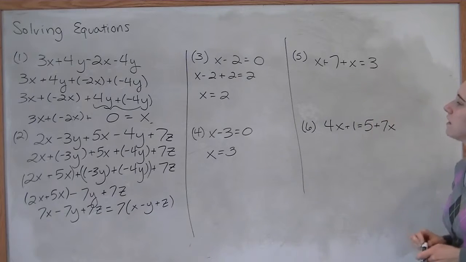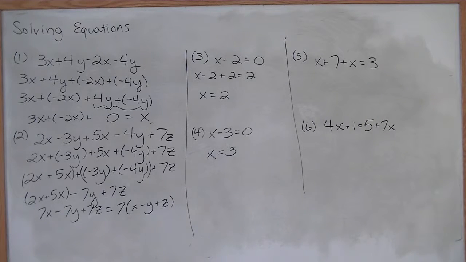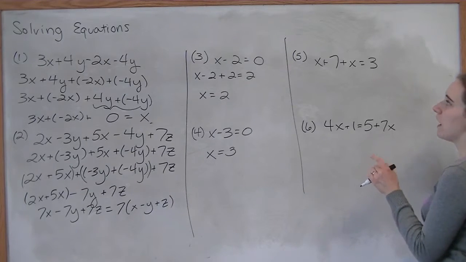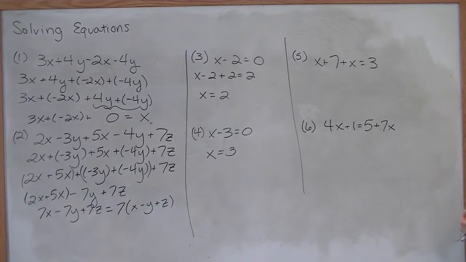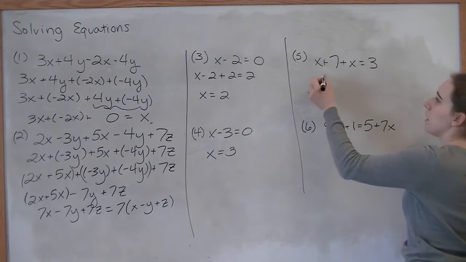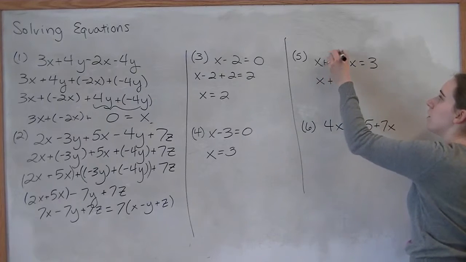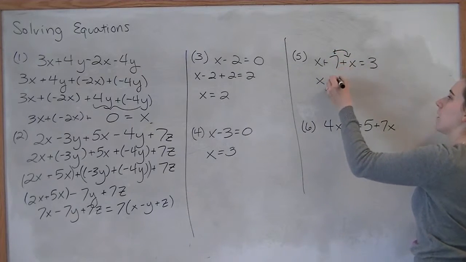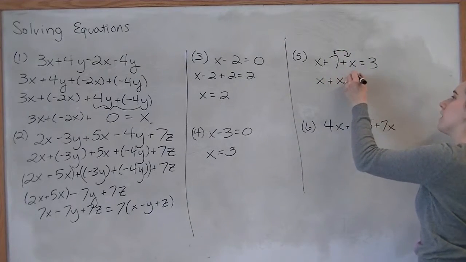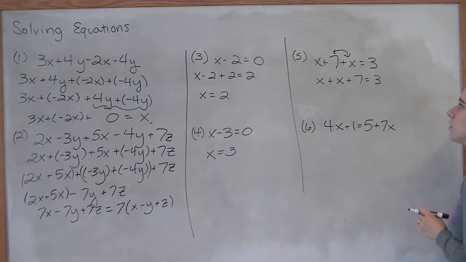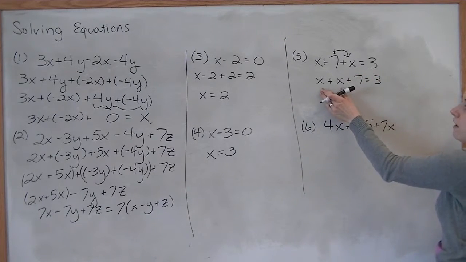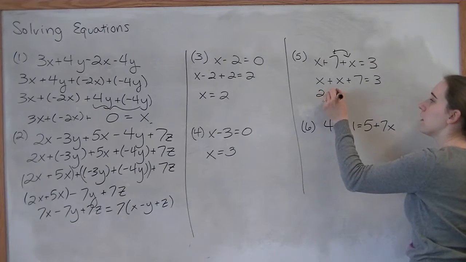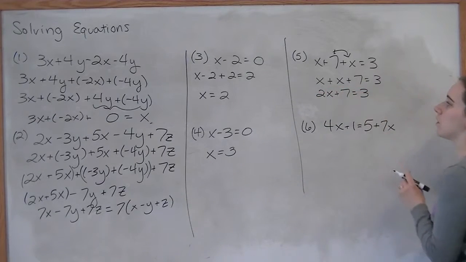Now let's look at this example. We have x plus 7 plus x equals 3. So, first of all, before I can do anything else, I need to collect my x's together. The commutative property tells me that I can switch around my 7 and my x, so I get x plus x plus 7 is equal to 3. Then I can combine these two to get 2x plus 7 is equal to 3.